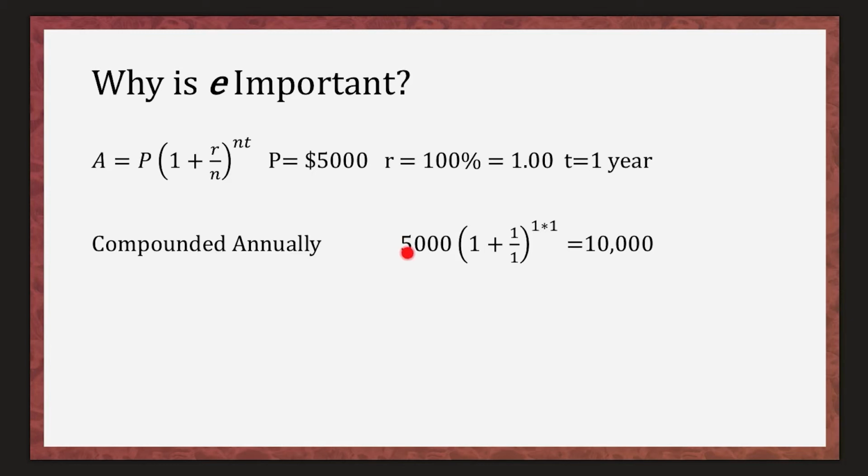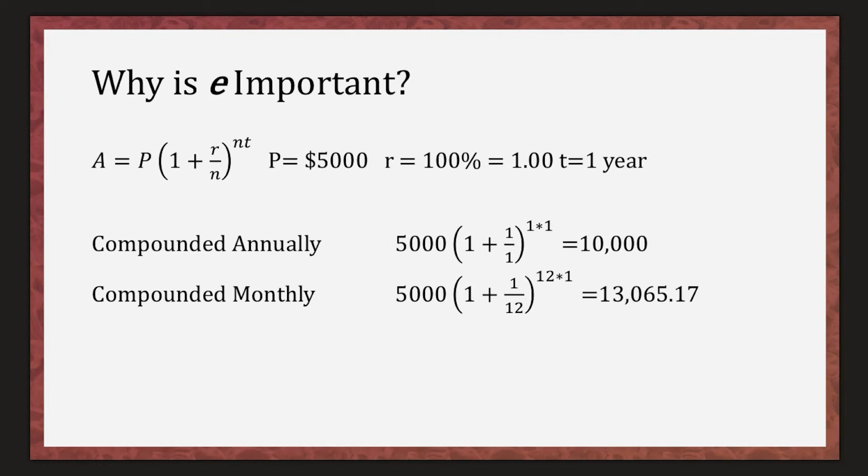So in this example, $5,000 will be our principal, our starting value. The interest rate is 100%, which is 1.00 as a decimal, so 1 over 1, which is just 1, right? So 1 plus 1 is 2, and 2 to the 1 times 1 power is 2 to the first power. It's just 2 times 5,000. 2 times 5,000 is 10,000. So with a 100% interest rate and only one compounding per year, you'll get $10,000.